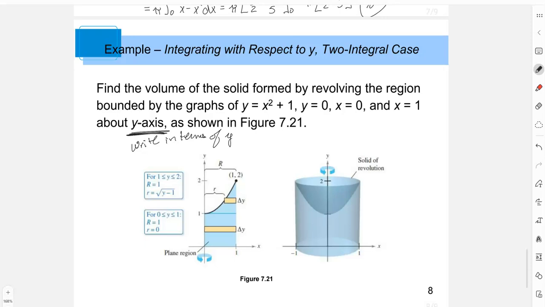I'm going to make that little note on our notes here. We're going to have to write everything in terms of y. So we've got this quadratic, right? y equals x squared plus 1 looks like this. And then we've got y equals 1.